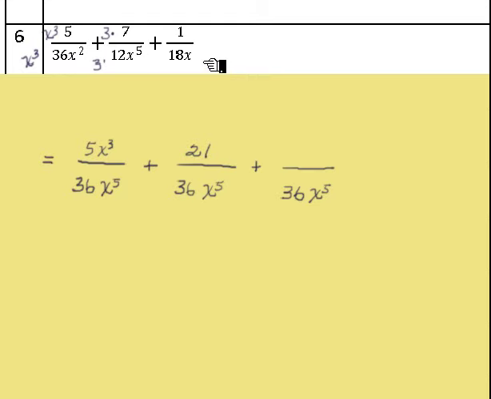The third fraction, let's see, we want to multiply 18 times 2 to get that 36. And we want to multiply x times x to the 4th to get that x to the 5th. So we're multiplying top and bottom by 2x to the 4th. So that's the numerator here, 2x to the 4th.